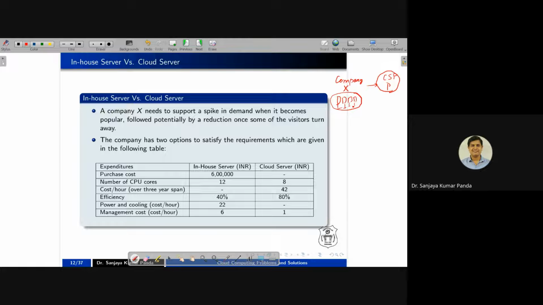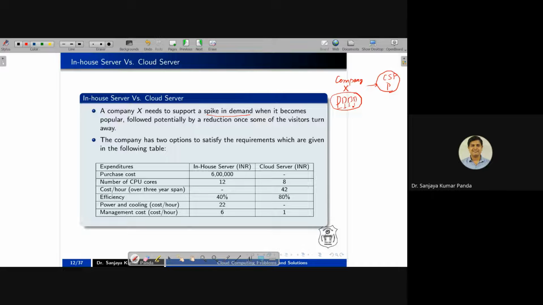So just like when you want to arrange an event and two people have given you estimates, you need to discuss with your friends or family members which estimate will go, whether the first estimate is better or the second estimate is better. So let us try to solve this problem so that you can see whether cloud is better or in-house is better. So a company X needs to support a spike in demand.